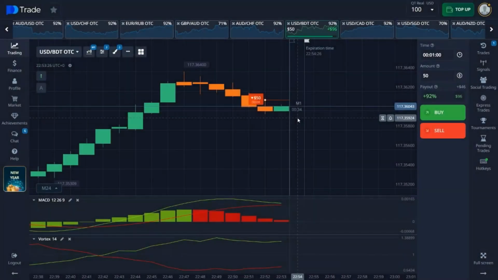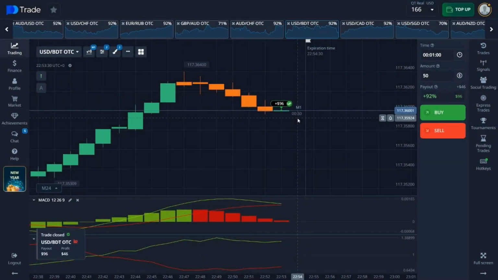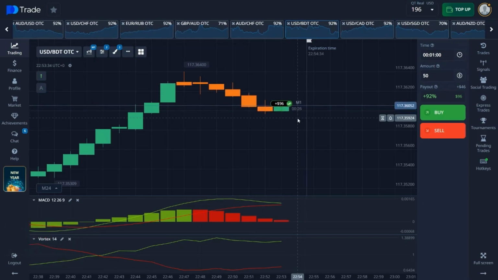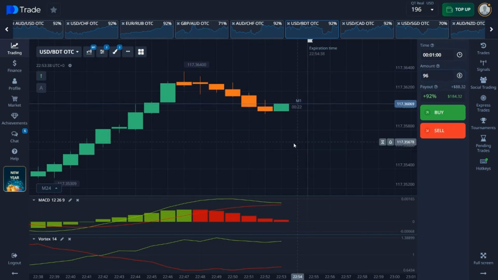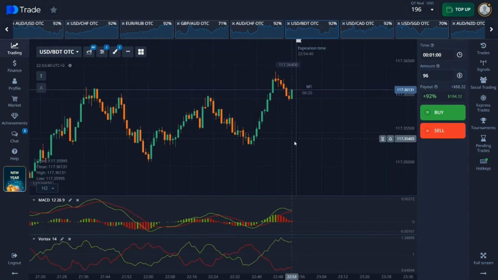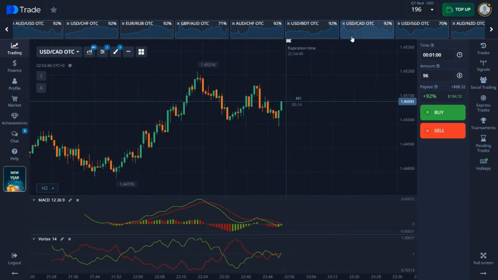So, friends, our first deal ends in plus. We were able to earn $46 here. We set the amount at $96 and simply move on to the next currency pair. Everything that happens here next, in general, does not concern us. We are constantly changing assets, that is, our risks are minimal.